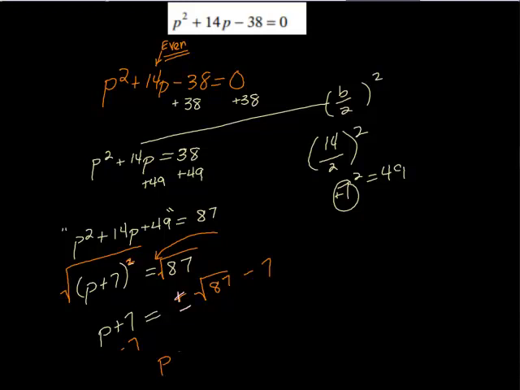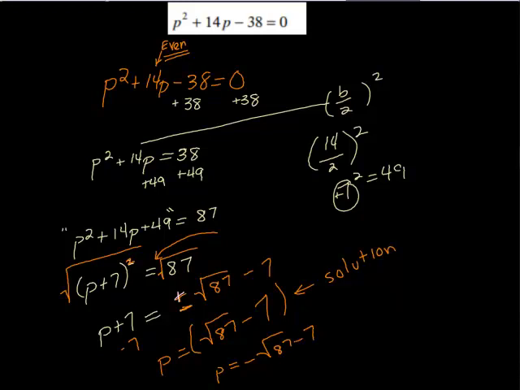So that gives us p equals, I'm going to do the plus part first, square root 87 minus 7. This is one answer right here. That's the solution. And our second solution is this minus part, so p is equal to negative, the opposite of the square root of 87, minus 7. And I know you're like, that's kind of crappy, it didn't work out really smoothly.